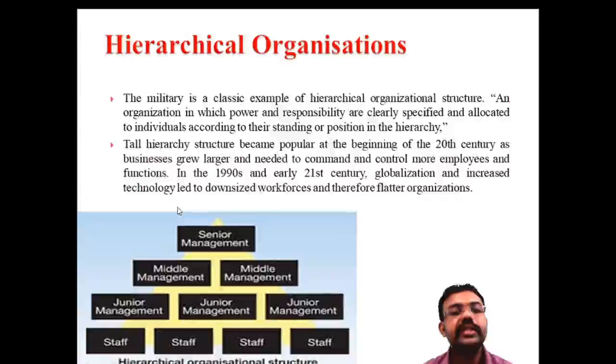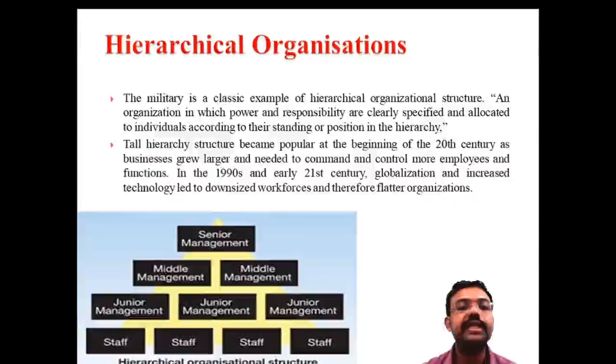So look at this diagram. This is an example of the hierarchy structure. There is a senior manager, a middle level manager, a junior level manager, and staff. There is a hierarchy. I am the senior person. Hierarchy is a very important element of this type of organization structure.